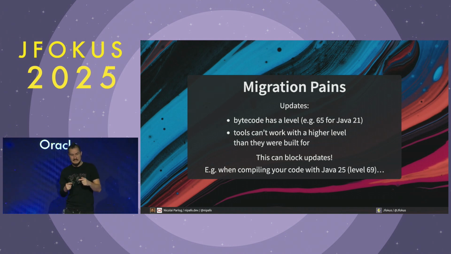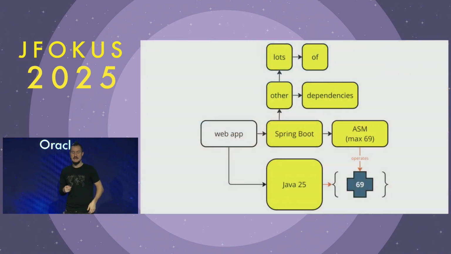But the problem then is that this can block updates. So let's say you have a dependency tree and everything works at 21 and it's fine, and now you want to switch to 25. You compile with 25, you end up with bytecode level 69, and now ASM and all these other tools will say, I can't work with that. And that leads to a chain upgrade.